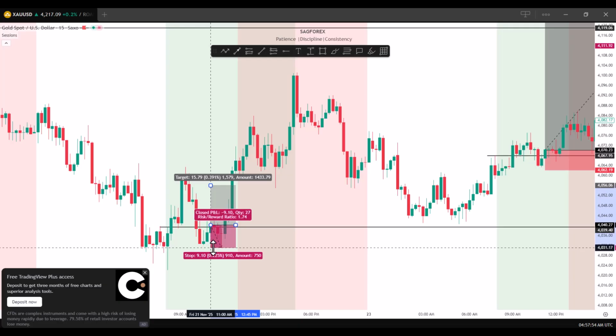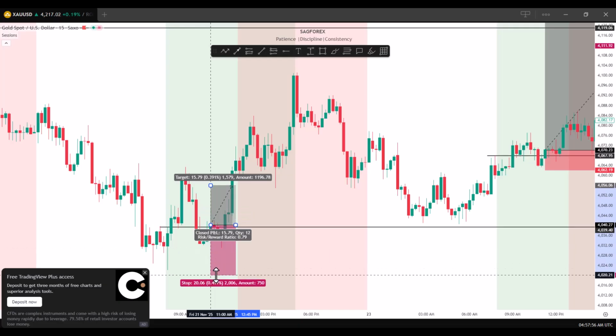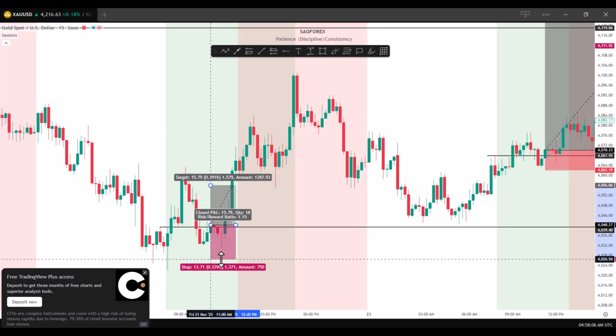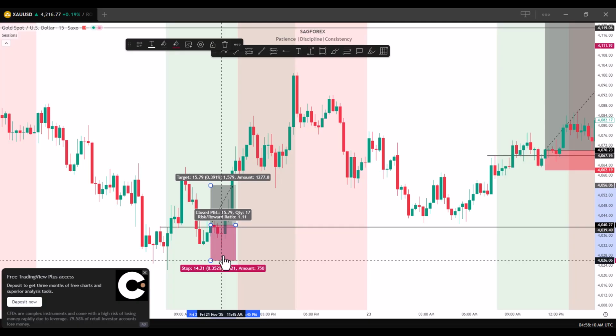So the ideal place for you to place your stop loss should be here, guys. I know that is almost 180 pips, right? That's the ideal place for you to put your stop loss, before you can feel comfortable in this trade.